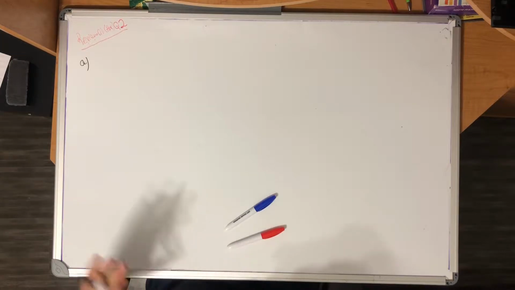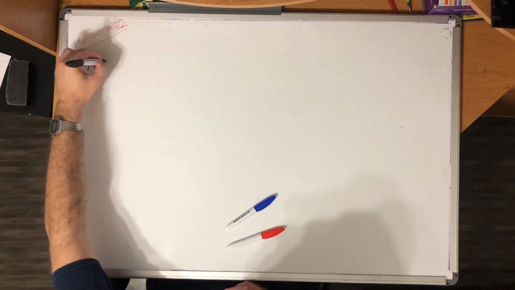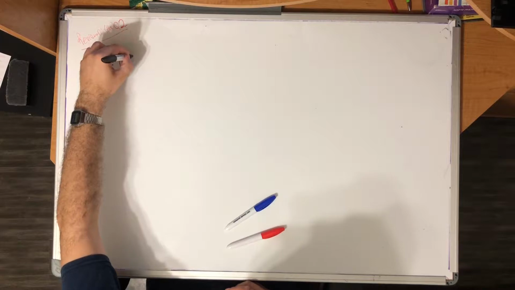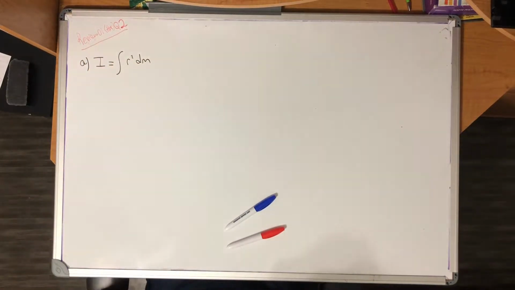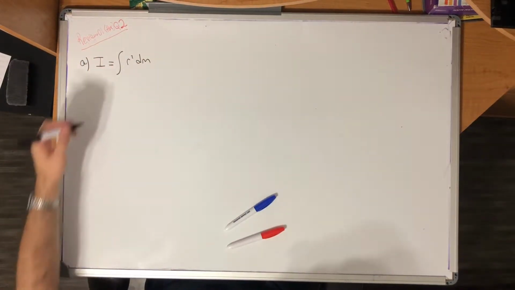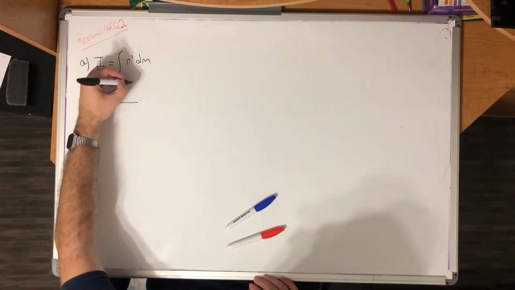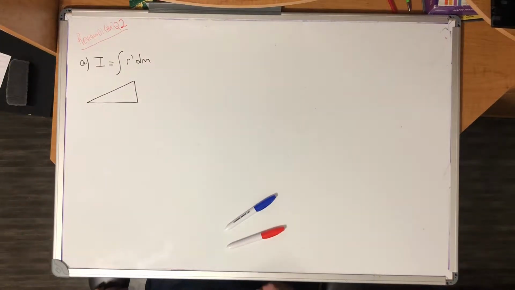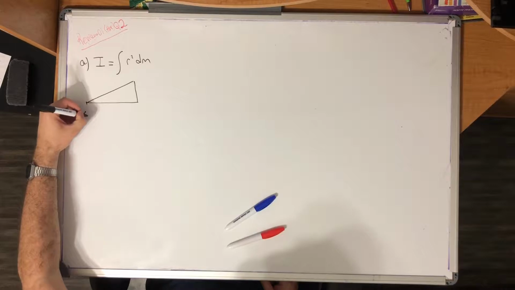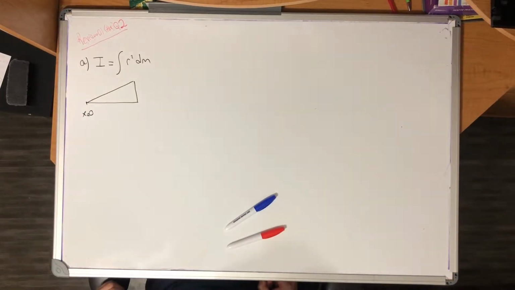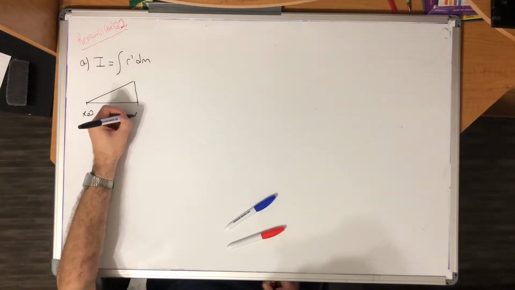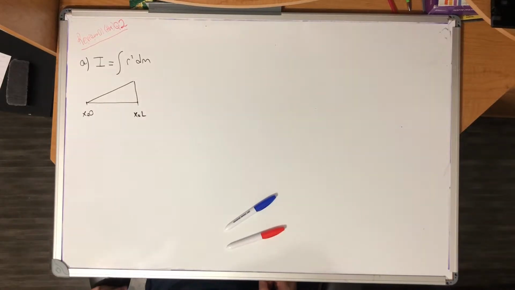So moment of inertia is basically defined as the integral of r squared dm. What does that mean? Let's go over our question. You have a triangular object. They define the first point as 0 and the last point as L. So the total length of this triangle in the bottom part is length L.